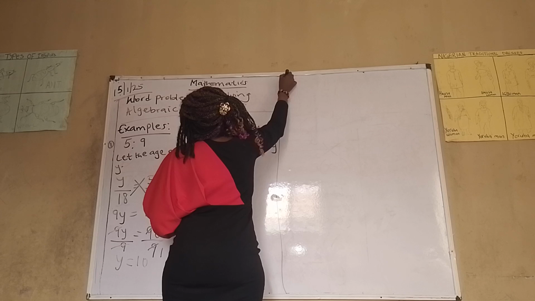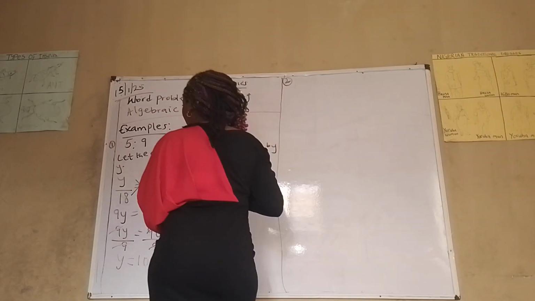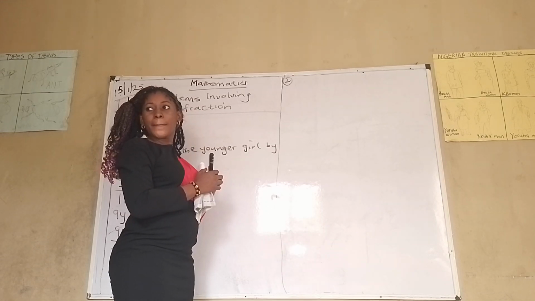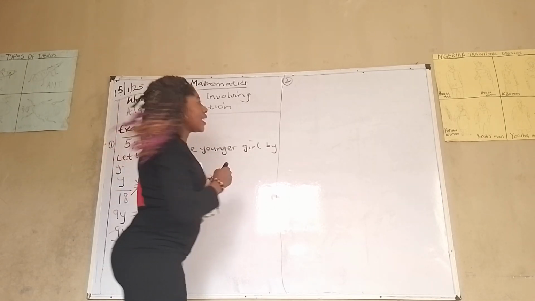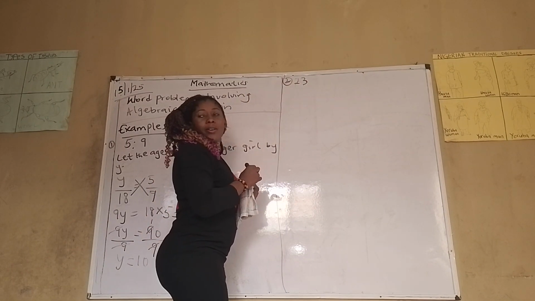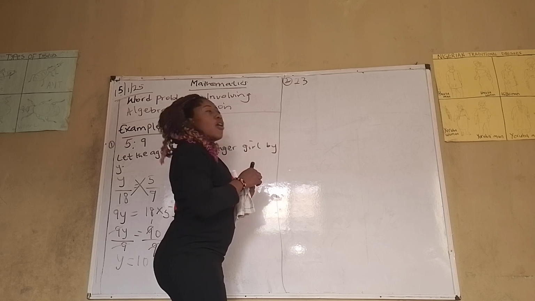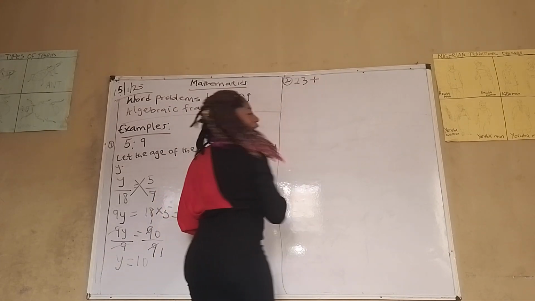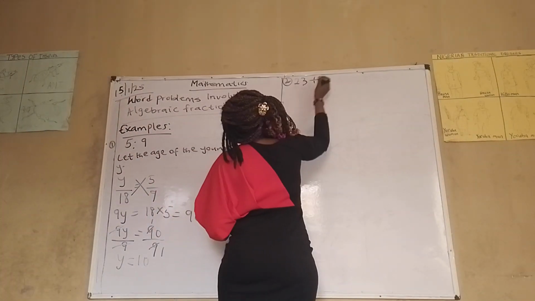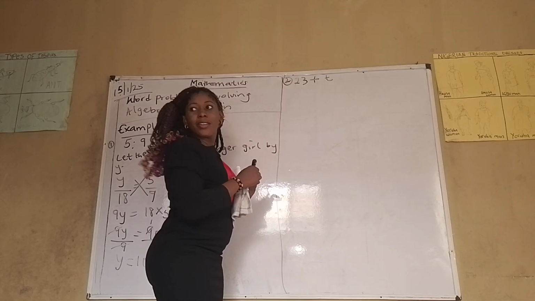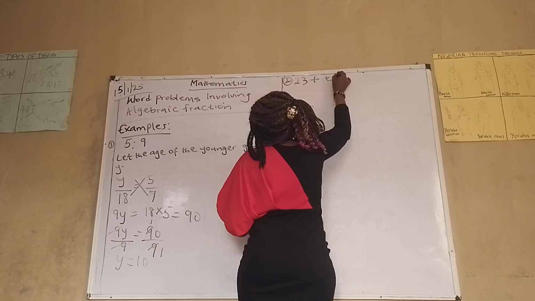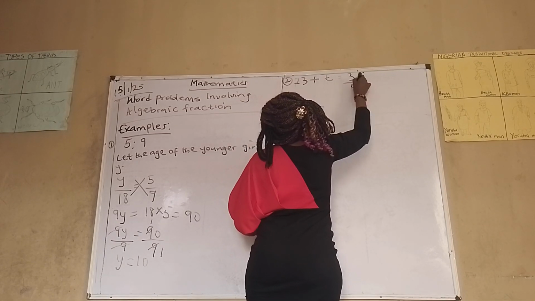Number 2. 23 is added to a number, giving 3/4, hence the number. Okay, go again, calmly. 23 is added to a number. Okay. Giving 3/4. 23 plus a number. Let us call that number T. 23 is added to T, giving 3/4, hence the number. That 3/4 means 3 over 4.